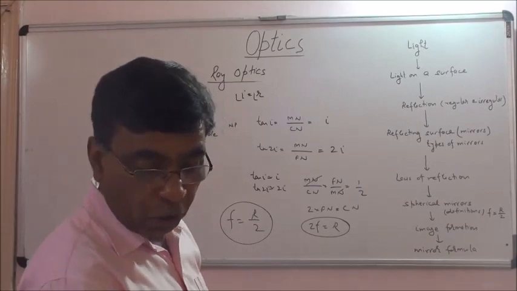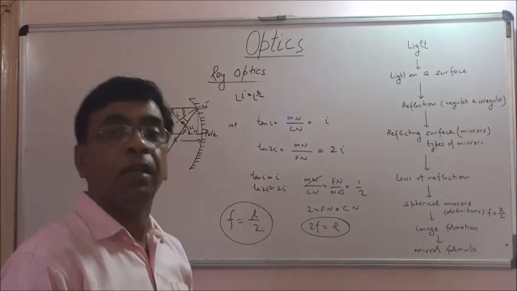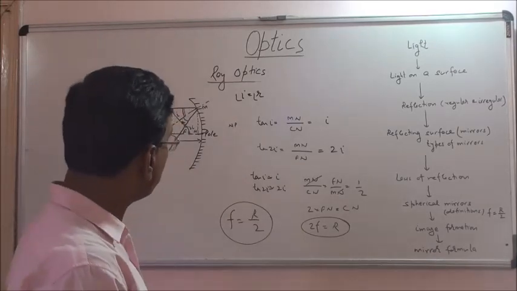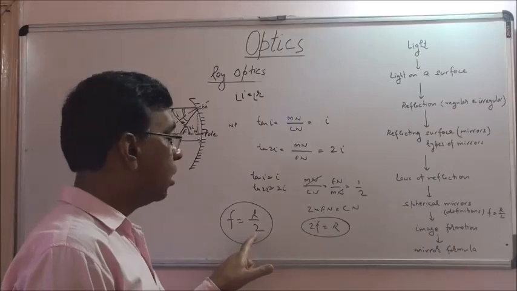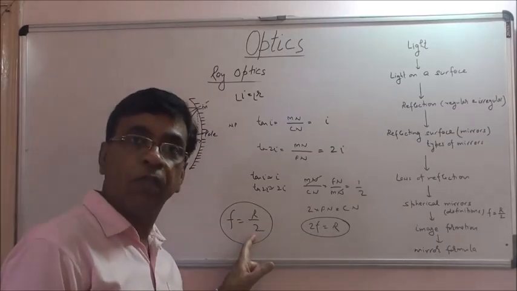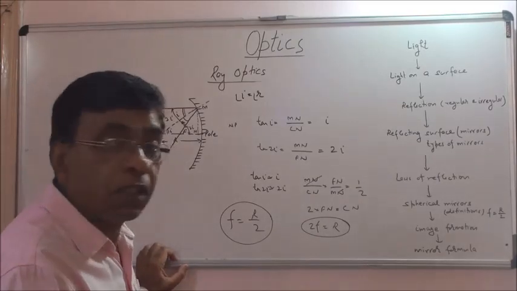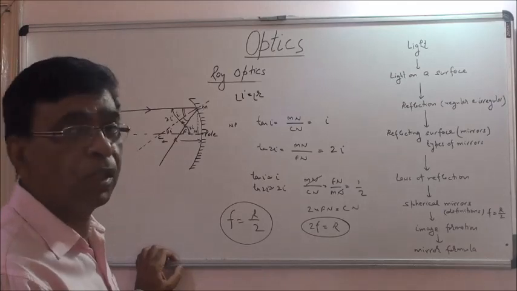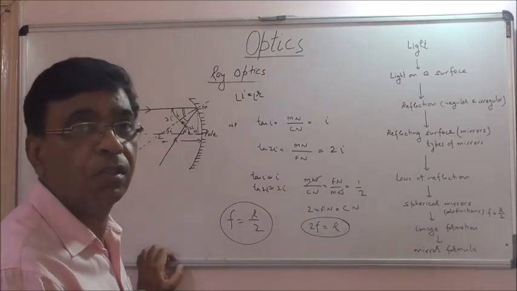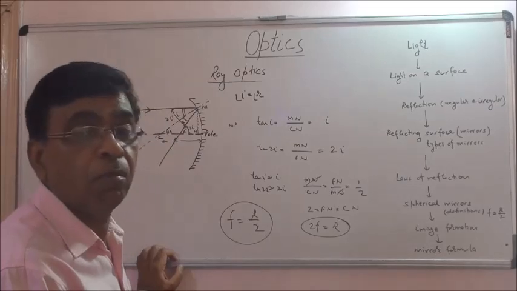We will see in the next topic that the focal length of a lens depends on many other factors, not just on radii of curvature. But for a spherical mirror, the focal length is half of the radius of curvature. Okay, that's enough for this class. In the next class, we will take image formation. I will tell you about the sign conventions, image formation, and we will derive the mirror formula.